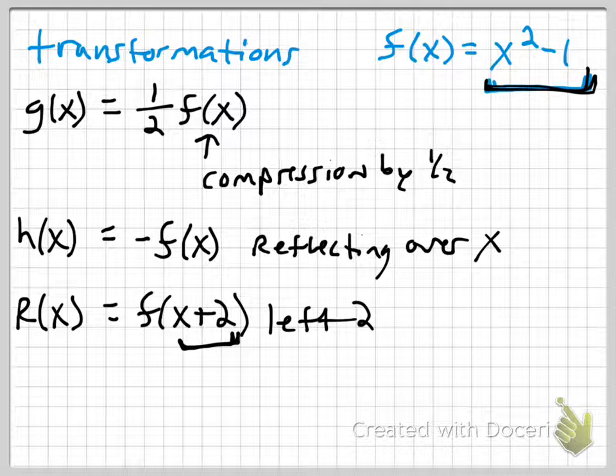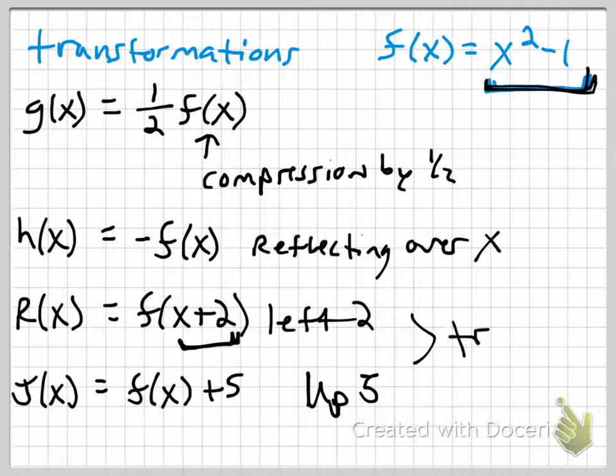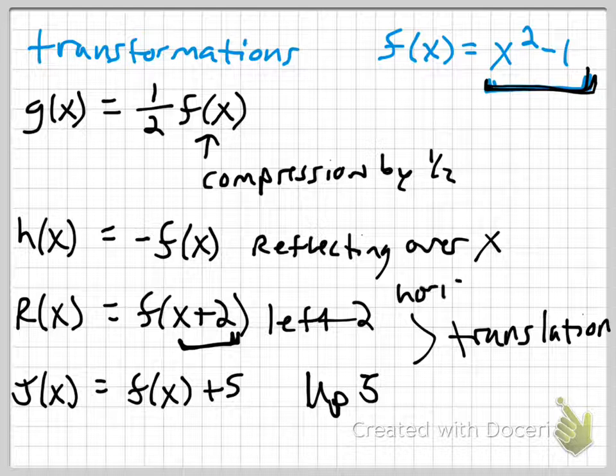And then lastly, let's say that we have something like, I don't know, j of x equals f of x plus 5. Again, we don't care what f of x looks like. We're just going to move that graph up 5. And when we move things, that's called a translation. This one being horizontal, this one being vertical. That's all you had to do.